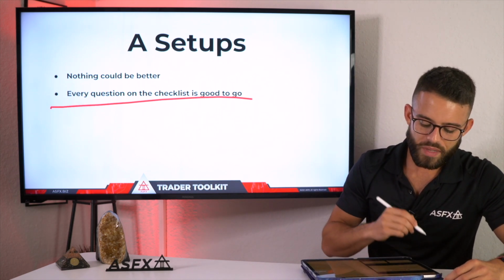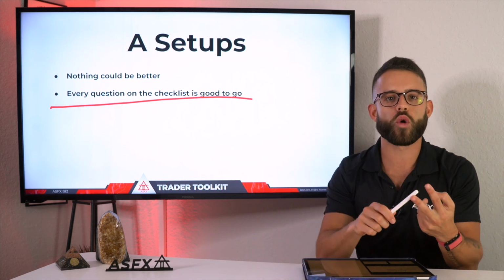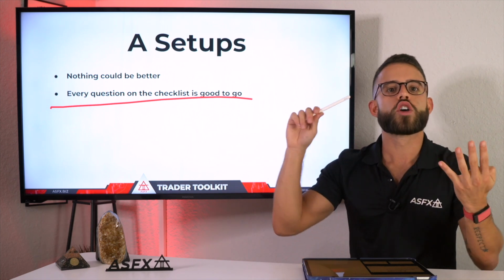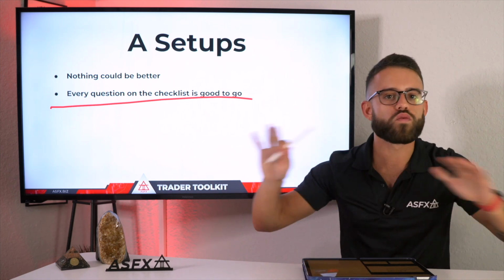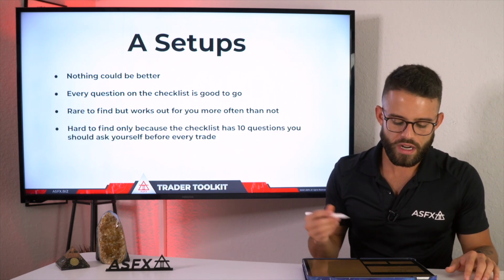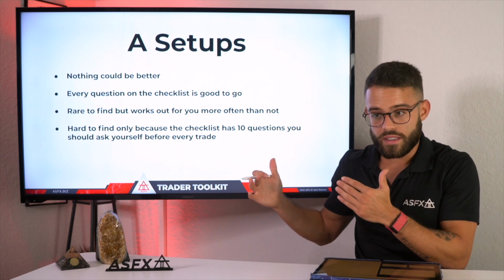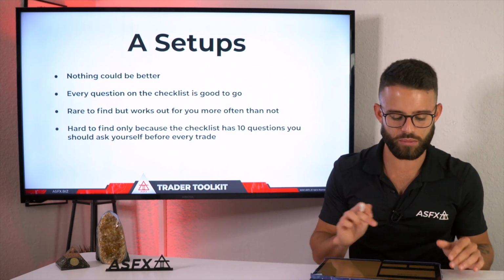Number 2, every question on the checklist is good to go. It's got space to ADR, the candle formation is proper, trend is clean, there's no overbought, there's nothing wrong with the setup. That's what goes into these A setups. And like I said, nothing is wrong with it, and it's rare that you find these perfect setups. So when you do see them, like I said, we have to be able to take the trade.